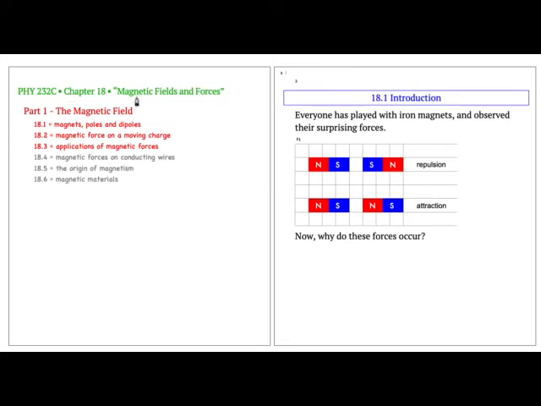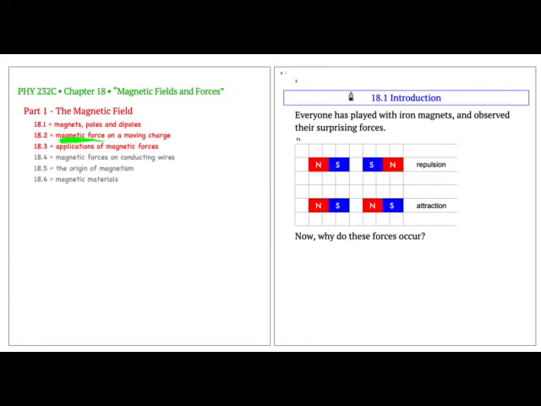The subject this week is magnetic fields and forces. In other words, an overview of magnetism. So it's chapter 18. There are 6 sections in the chapter. And part 1 of the screencast will be on the first 3 sections. Really, it's on the magnetic force.